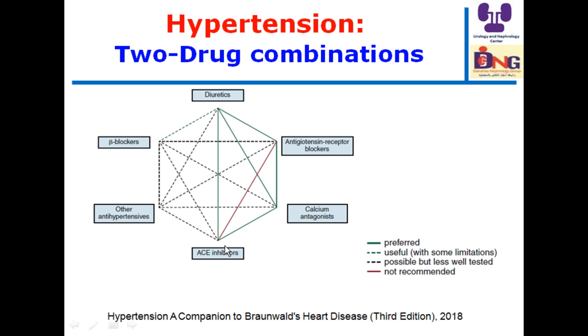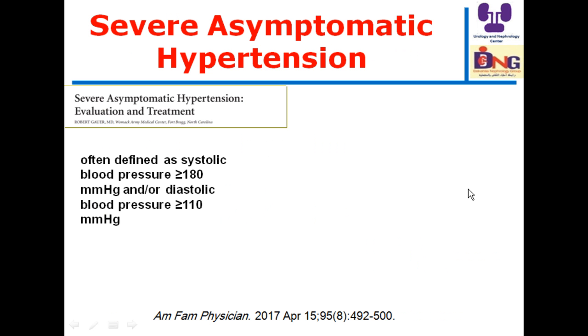The red line is a warning sign. So please don't combine ACE inhibitors and angiotensin receptor blockers together because of the risk of renal failure and other side effects. If you follow the other lines, dotted green is useful, dotted black is possible but less well tested, and red is not recommended. As I mentioned, the green is preferred.